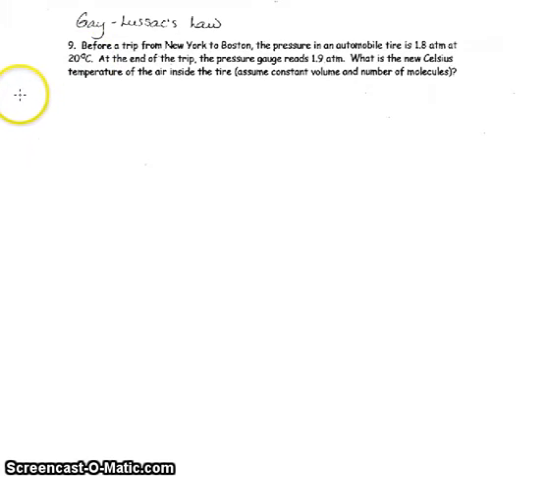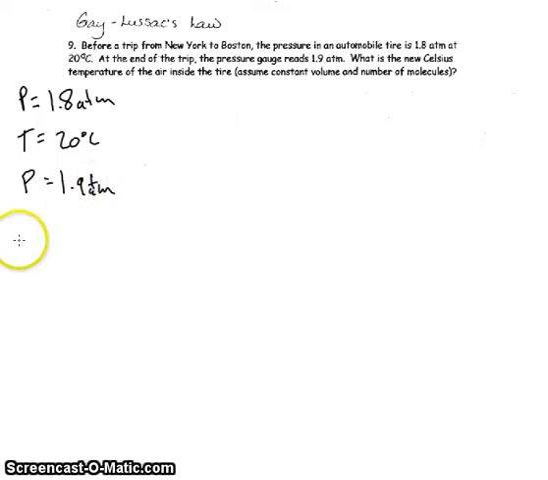So we got a pressure of 1.8 atmospheres at 20 degrees Celsius. So at the same pressure, our temperature is 20 degrees Celsius. At the end of the trip, our pressure gauge reads 1.9 atmospheres. I forgot the T there. Okay. So what is our new Celsius temperature in this? So we got initial temperatures and pressures and final temperatures and pressures. And we're looking for T2.